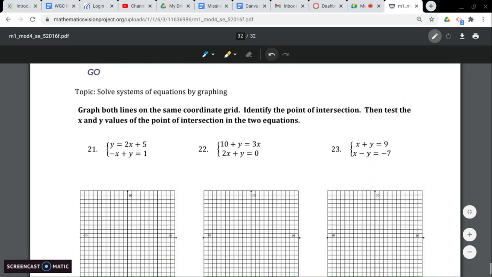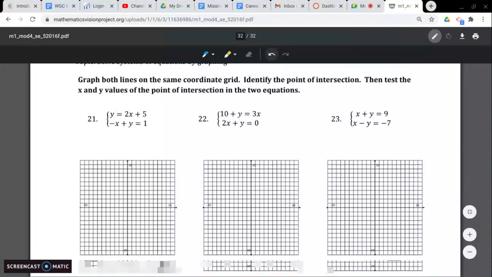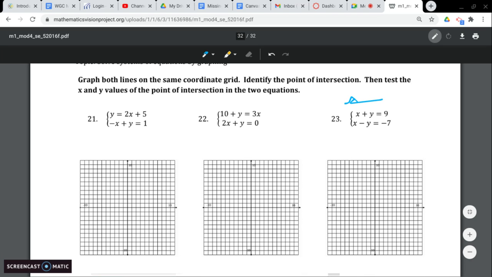All right. The last section is solving systems of equations by graphing. So we're going to look at 23 together. So notice none of these are in our y equals mx plus b form that's so easy to work with. So what we're going to do is subtract the x to get it to the other side. So we'll have y equals negative x plus 9. Now, for the next one, we're going to subtract the x as well.